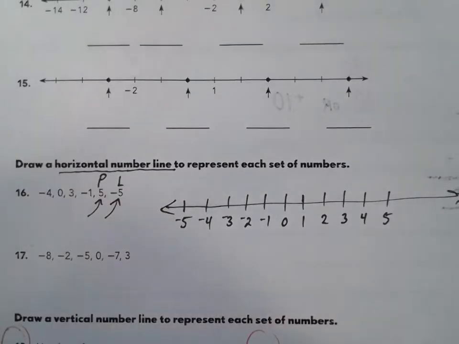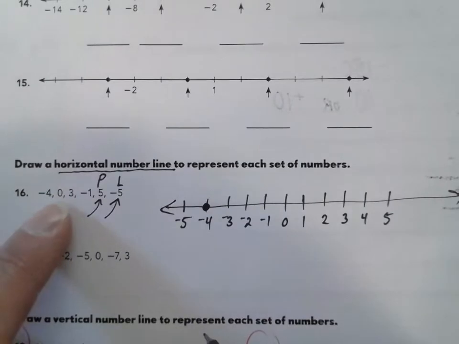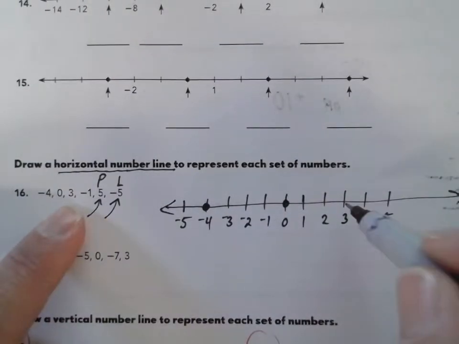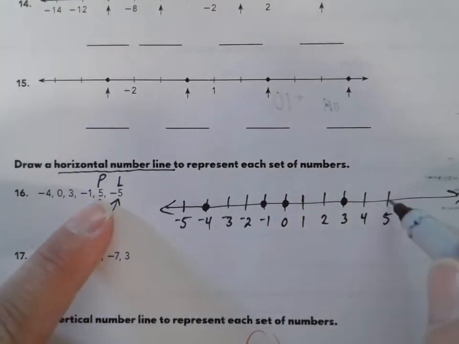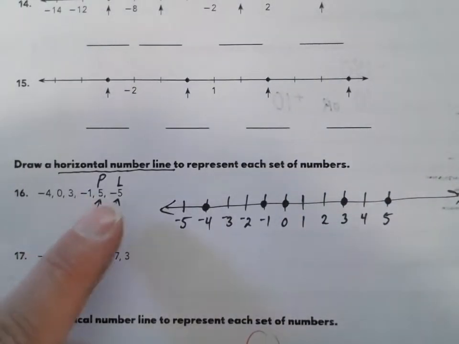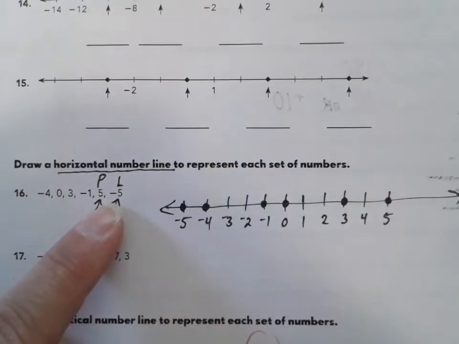The first one I see here is negative 4, so let's put a point on negative 4. The next one I see is 0. Let's put a point on 0. The third point needs to go to 3. The fourth point is negative 1, so that's behind 0. Move 1 back. Next I need positive 5, which is way over here, the most positive number on this number line, and negative 5, which is the lowest or the least, farthest to the left. Your number line is done.